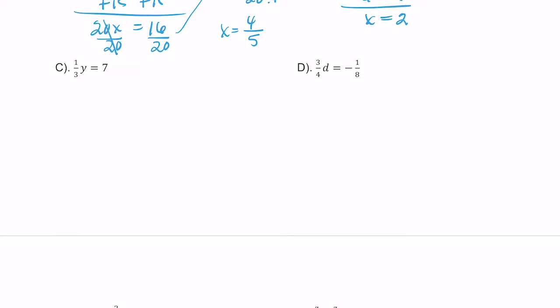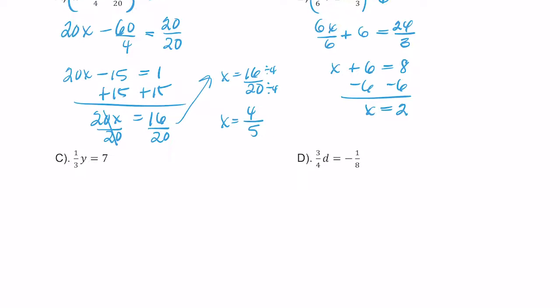In letter C, I have something a little bit different as opposed to A and B. In A and B, I was adding and subtracting. In C, I am multiplying. It's 1/3 times y. So remember, when you're multiplying and you want to get rid of something, you would do the inverse. So you would divide by 1/3. But remember, dividing is the same as multiplying by a reciprocal.